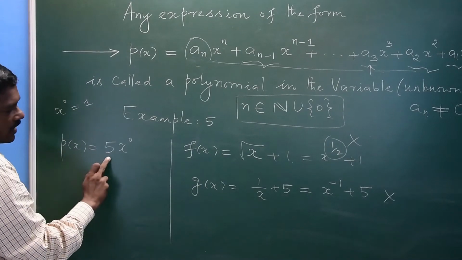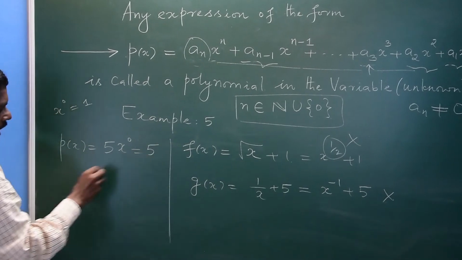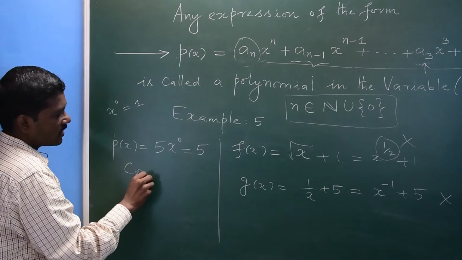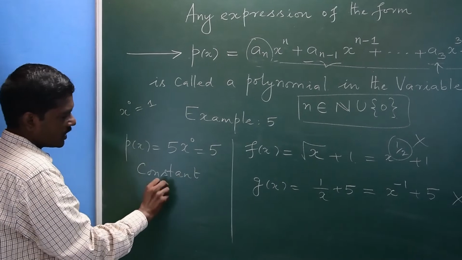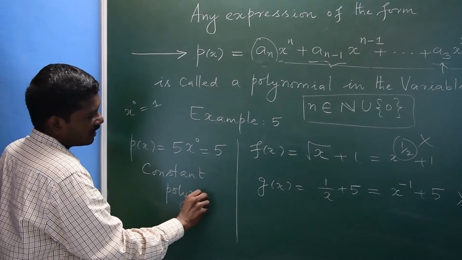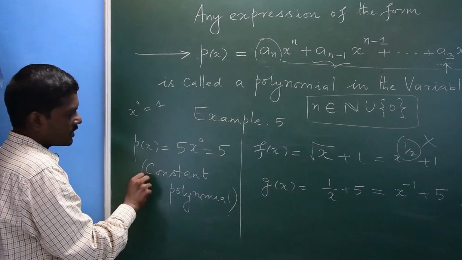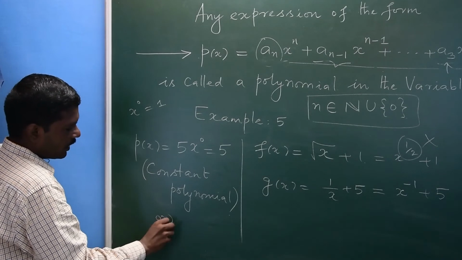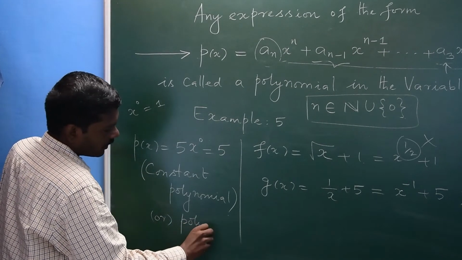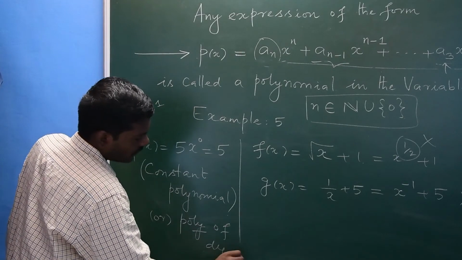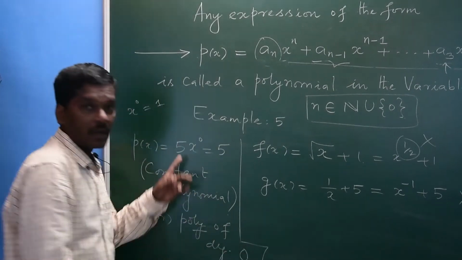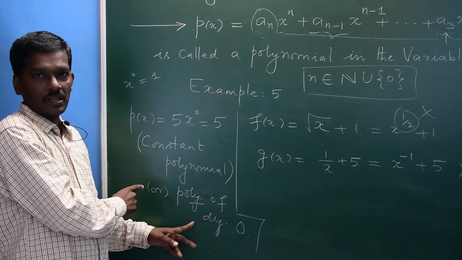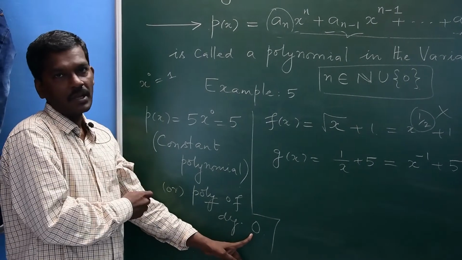So whenever you are given 5x to the power 0, namely 5, this is a polynomial known as a constant polynomial. Constant polynomials are of degree 0. So polynomials of degree 0 are constant polynomials. You may be asked in a one word question, what is the degree of a constant polynomial? Immediately you say that the degree of the polynomial is 0.